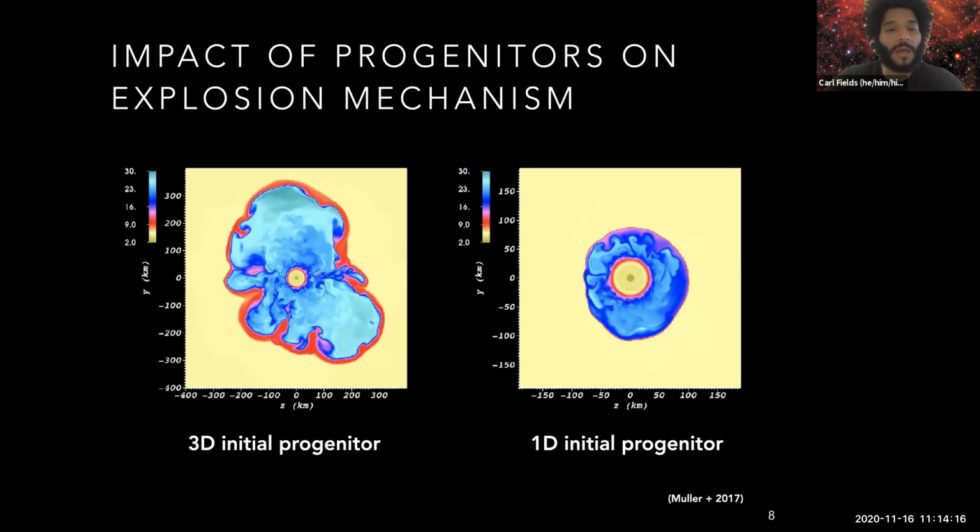There's similar work by Bernhard Müller's group in 2017, where they took an 18 solar mass progenitor and evolved it in 4 pi instead of octant symmetry. They then use this progenitor as input for their core collapse simulation. On the left, I have the 3D initial progenitor. Here we're showing a ZY slice of entropy.